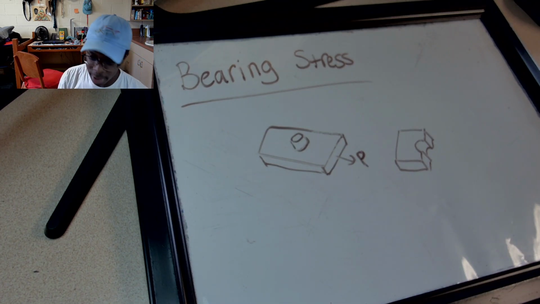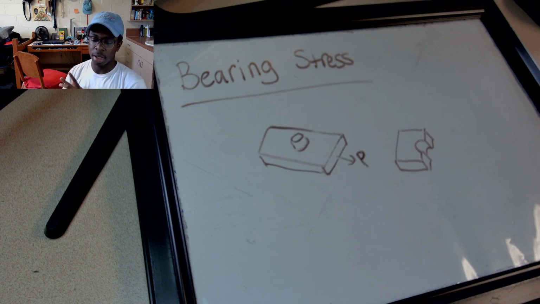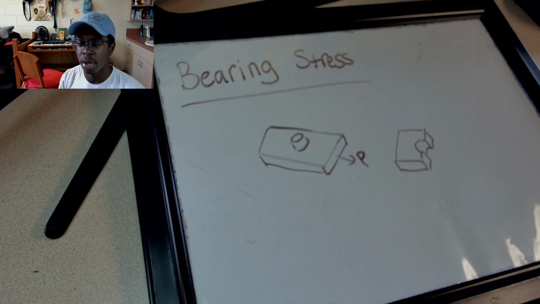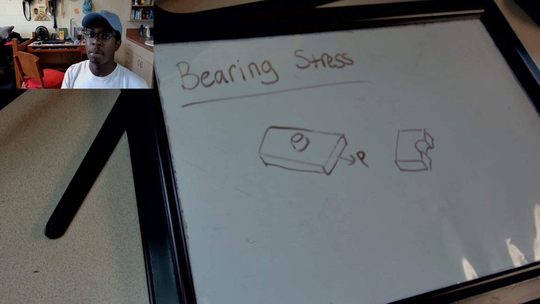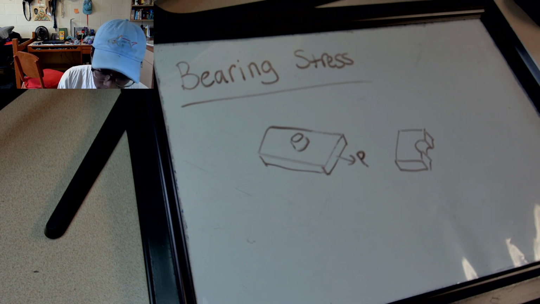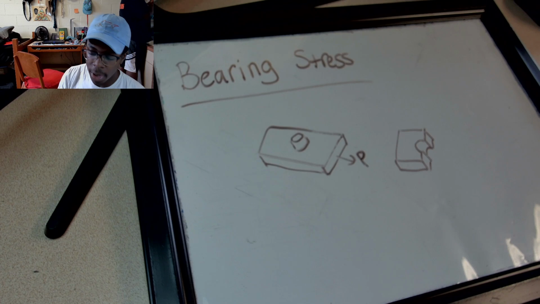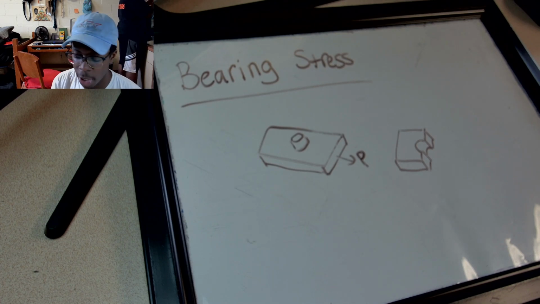The area that it's being applied over is less intuitive than you think, because this is rounded. So where does the contact stop? It's not going to be equally distributed. So this is actually a more complex problem than you think. What us engineers do to simplify it is we use what's called the projected area.